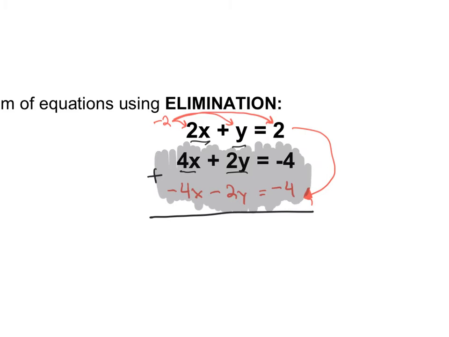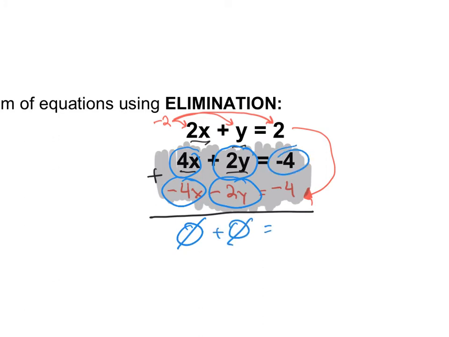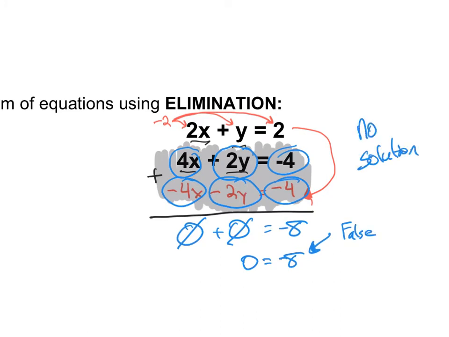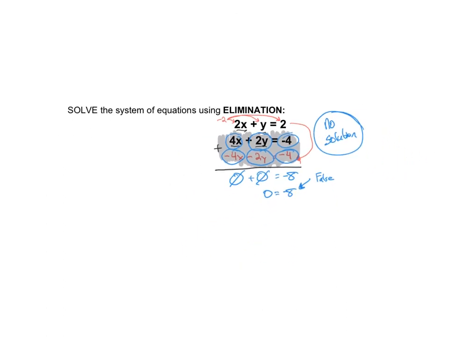So let's do this. 4x plus negative 4x, elimination. That's what we were trying to do. Positive 2y plus a negative 2y, that's also eliminated. Negative 4 plus negative 4 is negative 8. Simplify, 0 is equal to negative 8. Is this true? No, it's false. If it's false, guess what? No solution. There we go. That's the elimination method.